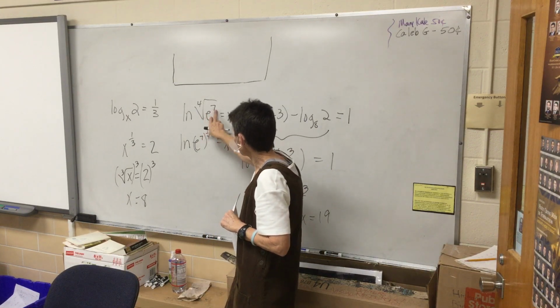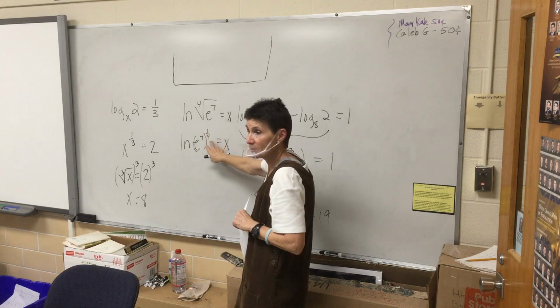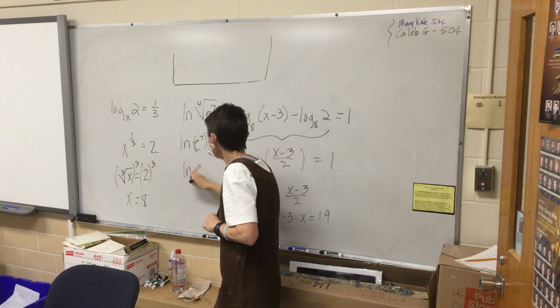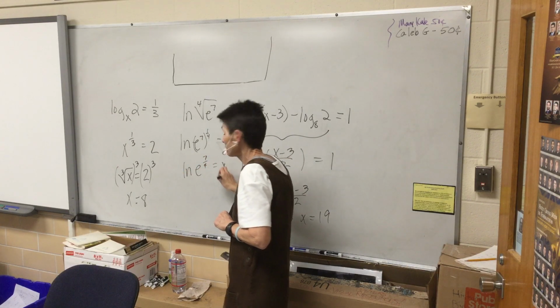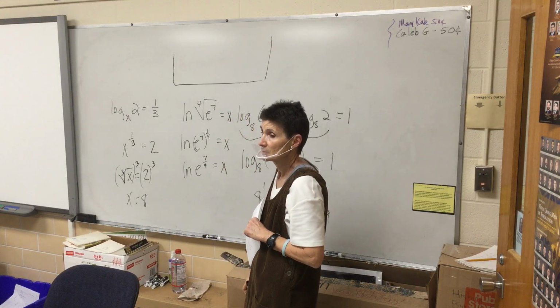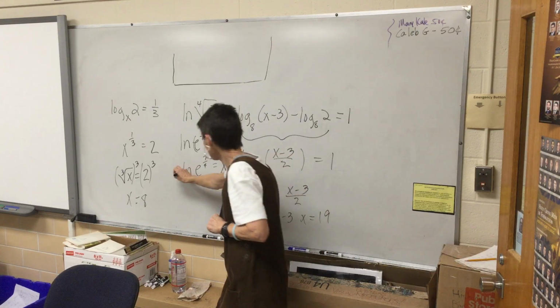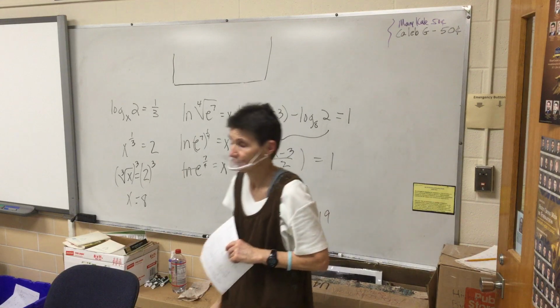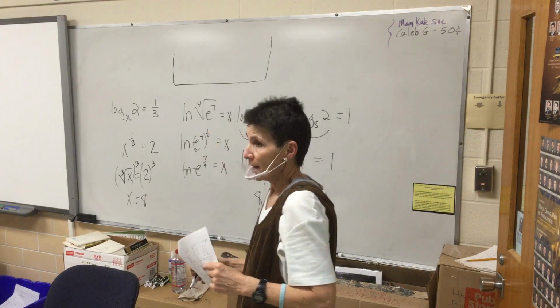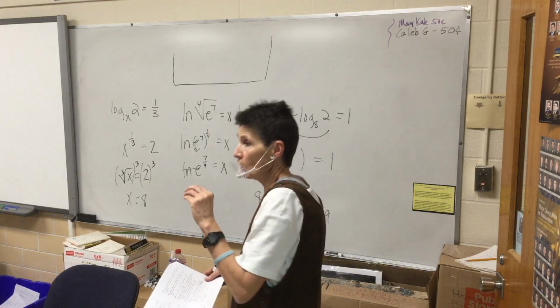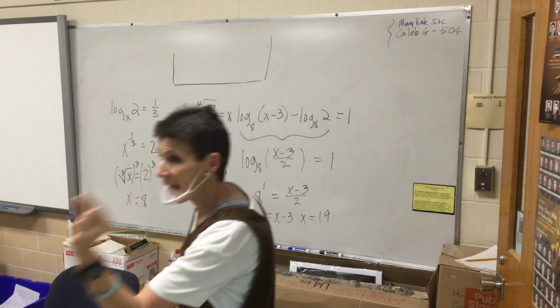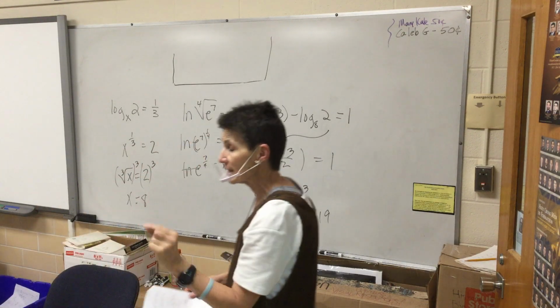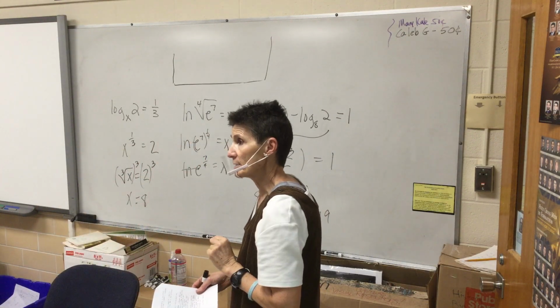Double exponent, we have e to the 7th to the 1/4. So that's ln e to the 7/4. So the answer is 7/4. Your ln and your e will always cancel if they are actually touching each other. If there's anything in the way, they don't cancel.